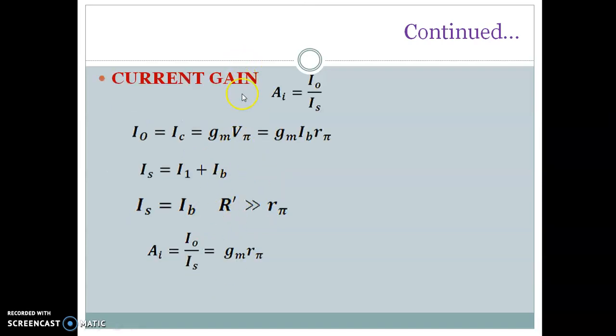Next, current gain A is given as I0 by Is. I0 is nothing but Gm V pi, which is equal to Gm Ib R pi. Is is equal to I1 plus Ib, but Is is approximately Ib because your R dash is going to be very much greater than R pi. So A is equal to I0 by Is, which is nothing but Gm R pi.